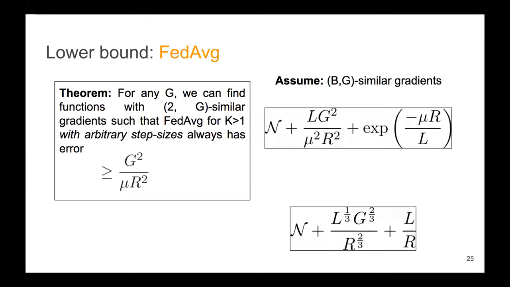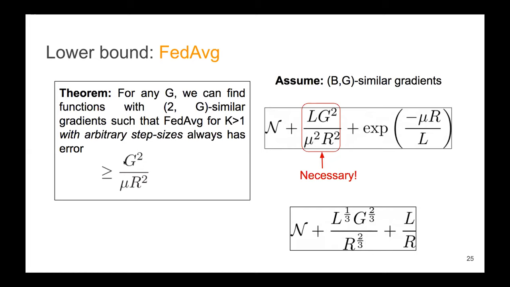All right. So I was talking about lower bounds. It turns out that you can construct an instance where if you run Fed averaging with at least two steps, so you need at least two. Obviously, if you use only one step, then it's SGD and it converges. We know that. But if you run for at least two steps, then you automatically incur this extra term of G squared over mu R squared. So basically this indicates that this extraneous term that showed up in the upper bound is actually necessary.